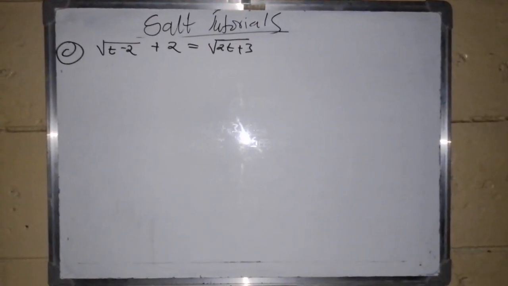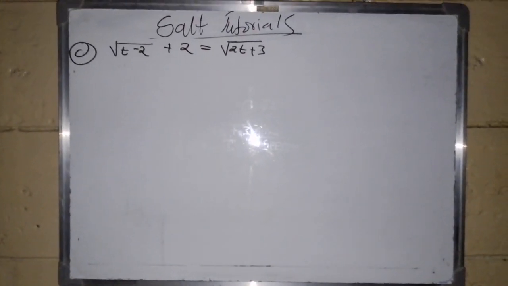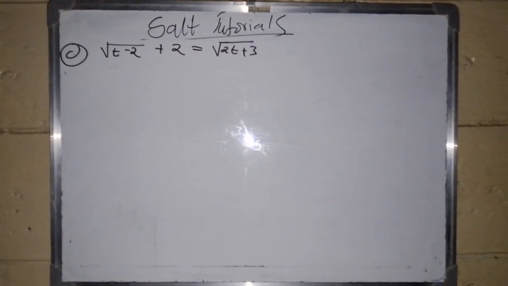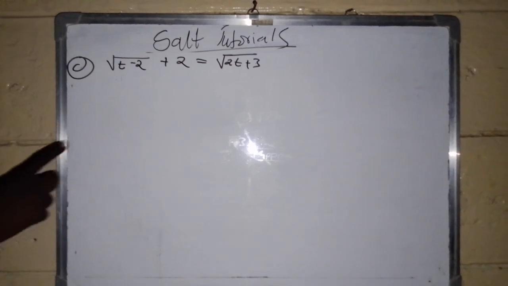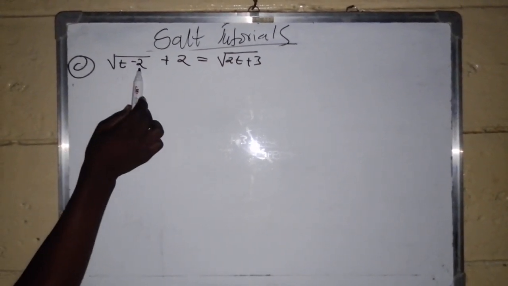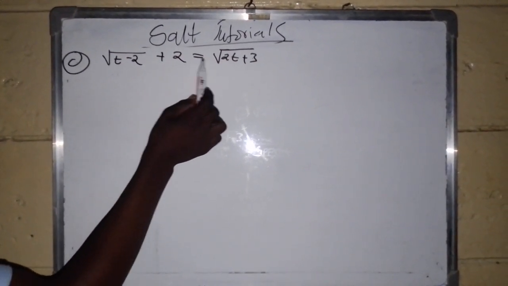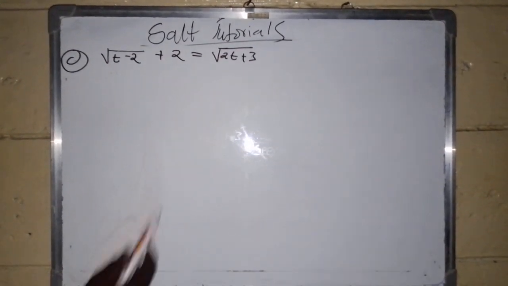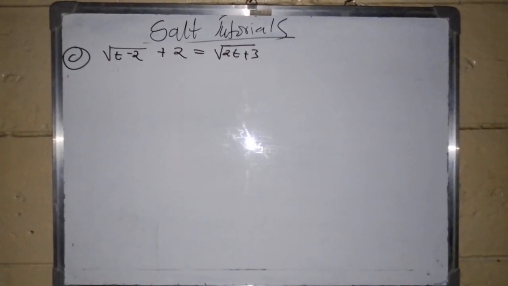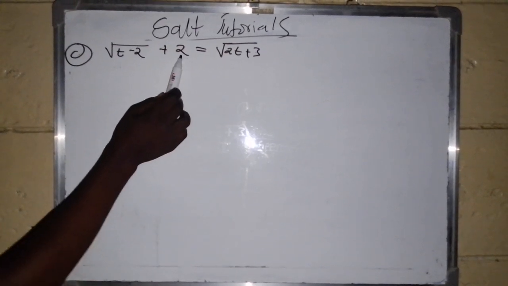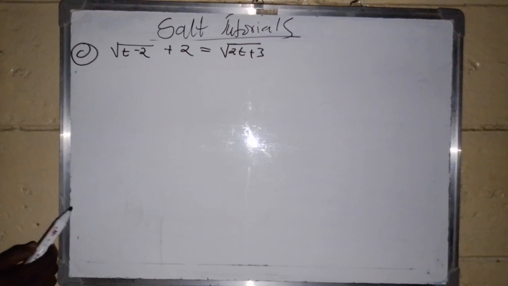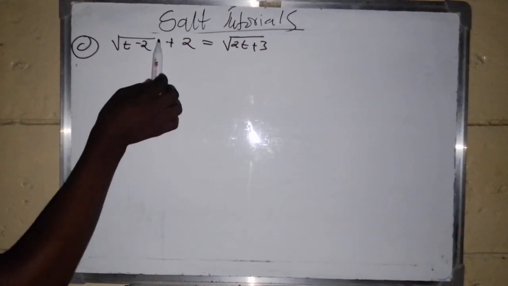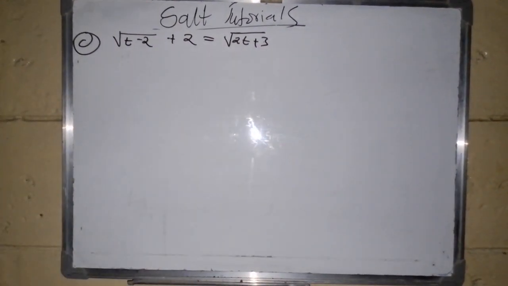Okay, so we're looking at the third one. You have to be very careful there as well. So I've been told to say root of t minus 2 plus a 2 is equal to root of 2t plus a 3. Be very observant here. This 2 is not in the root. This 2 is outside the root. So we have this as our radical and that as well as our radical.